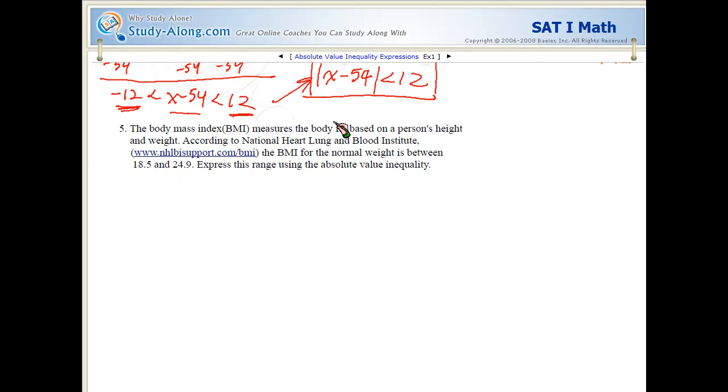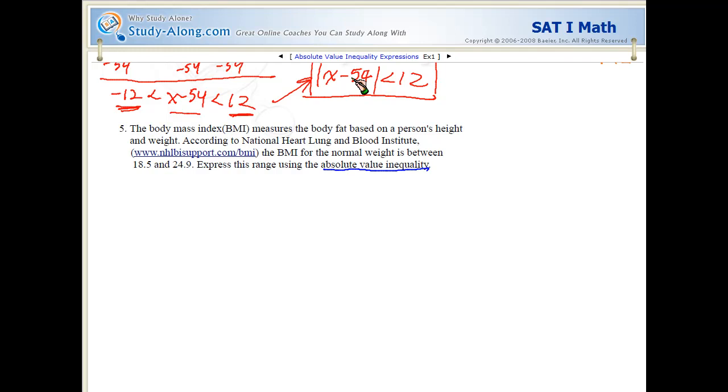the body mass index, BMI, measures the body fat based on a person's height and weight. According to the National Heart, Lung, and Blood Institute, there's the website if you ever feel the urge, the BMI for the normal weight is between 18.5 and 24.9. Express this range using the absolute value inequality. What else? Alright, so again, they give you a lot of words, but all you're looking for is the absolute value inequality, and what do they give you?